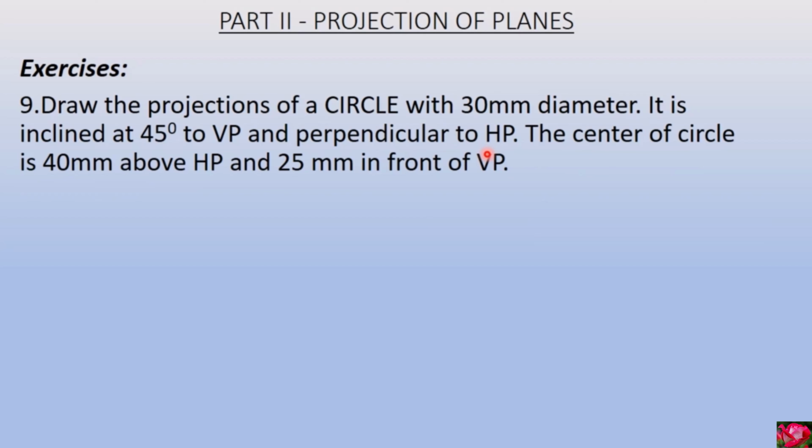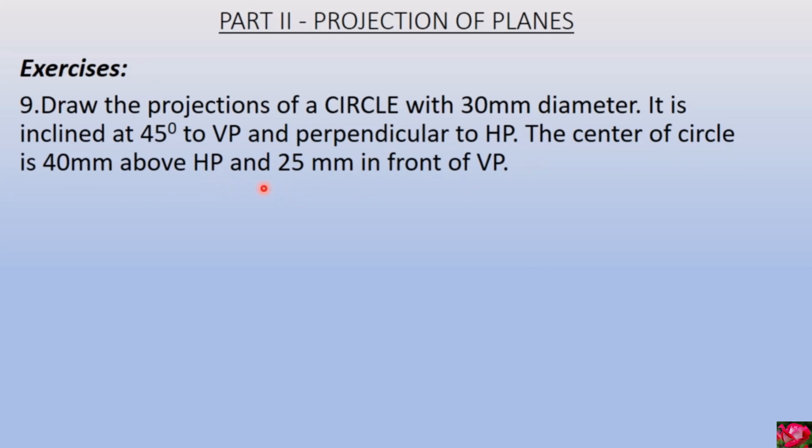So this is question number 9. Draw the projections of a circle with 30 mm diameter. It is inclined at 45 degree to VP and perpendicular to HP. The center of the circle is 40 mm above HP and 25 mm in front of VP.